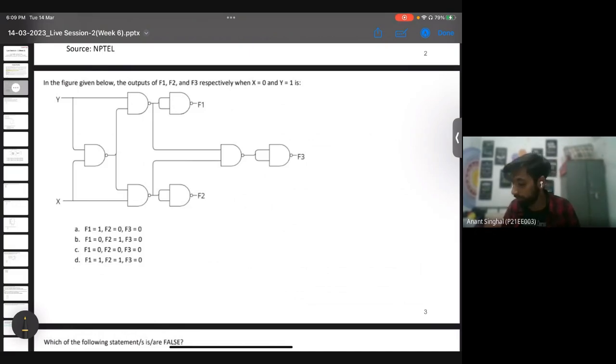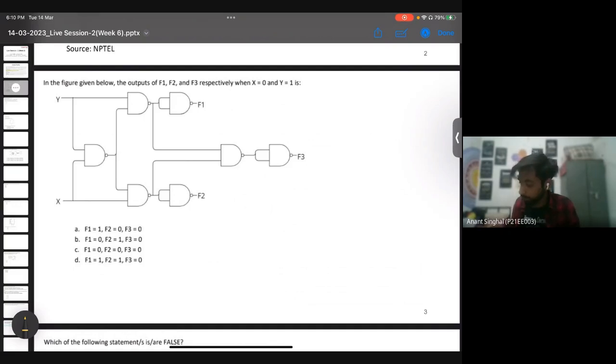You can see when y is greater than x, F1 is representing that circuit. For that, F2 and F3 should be 0 and F1 should be 1. Then only this circuit will work, because F1 is the condition when y is greater than x. So a 2-bit magnitude comparator will work when F2 and F3 are 0 and F1 is 1. The answer to this question is option A.